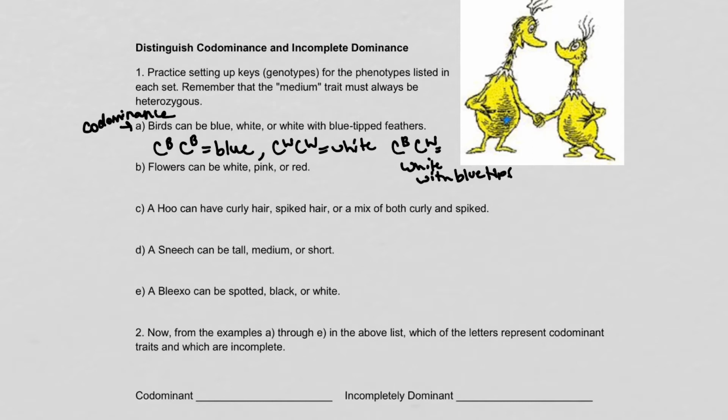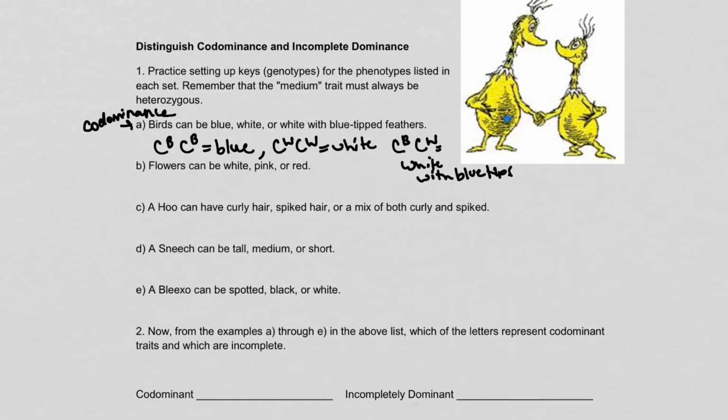Flowers can be white, pink, or red. We've already done this one, but we'll do it again. And this one is incomplete dominance because there's a mix between the two.